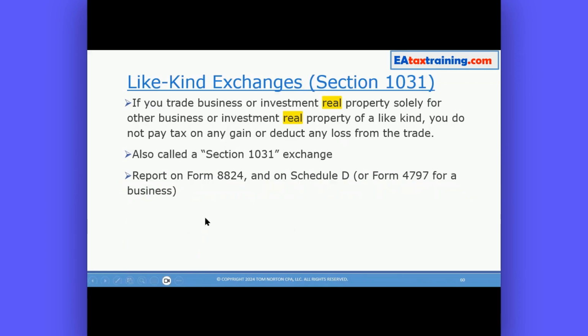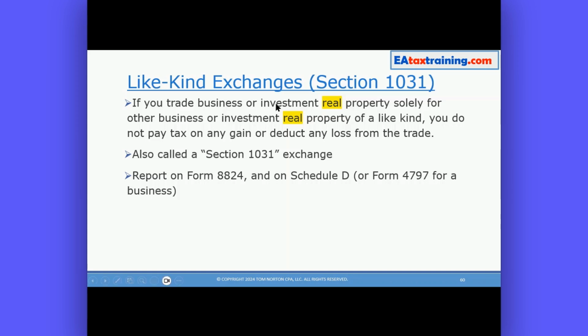Like-kind exchanges, we dealt with this in part 1, video 3, but I just want to recap it again. If you trade business or investment real property solely for other business or investment real property of a like kind, you do not pay tax on any gain or deduct any loss from the trade. This is called a Section 1031 exchange, and you report it on Form 8824 and on Schedule D. So this is a good deal. If you do this like-kind exchange, you don't have any gain that you need to recognize.